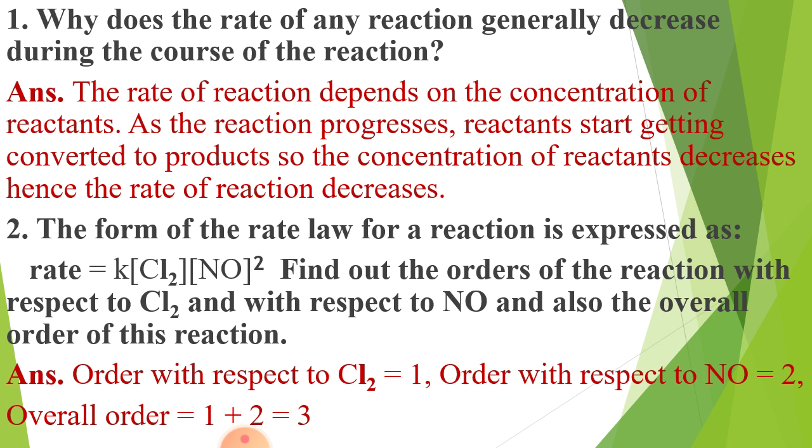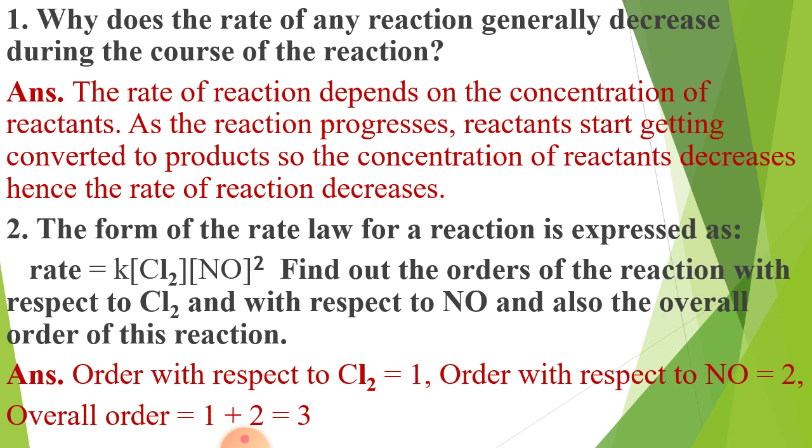So now, question number 1. Why does the rate of any reaction generally decrease during the course of the reaction? That means the rate of any reaction decreases as the reaction proceeds. The rate of reaction depends upon the concentration of reactant. So as the reaction progresses, reactants start getting converted into product. So the concentration of reactant decreases and hence the rate of reaction decreases. You have to know this answer for this type of question.